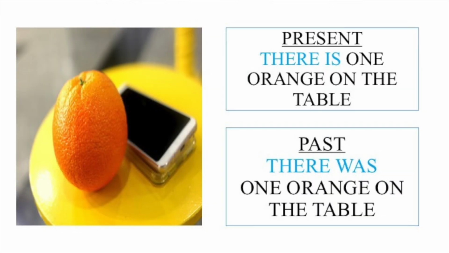So what can you see? Orange. How many? One. So first of all, let's take a look, present tense. There is one orange on the table. Present tense, there is, singular. But how about past tense? There was one orange on the table. You see, singular object, there is, present, there was, past.